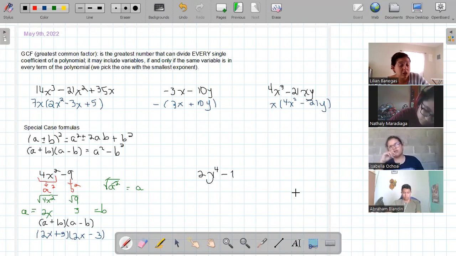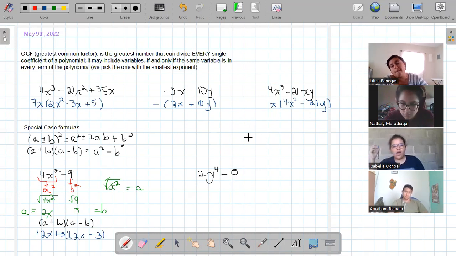So now I need to see if I can factorize it. It's a binomial with a subtraction, by the way. If this was an addition, there's no possibility of factorizing that, okay? But it's not an addition, it's a subtraction. No, this should be 8, sorry. Okay, 2y to the fourth power minus 8.